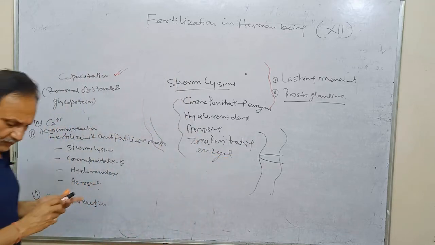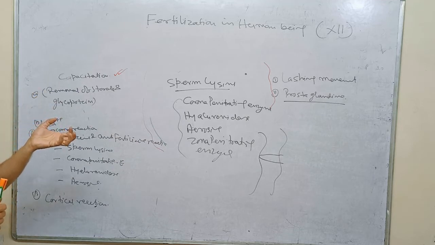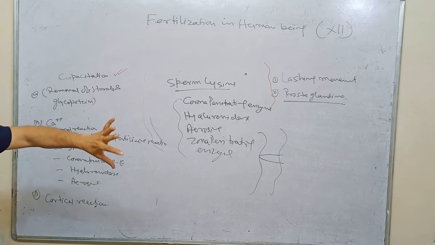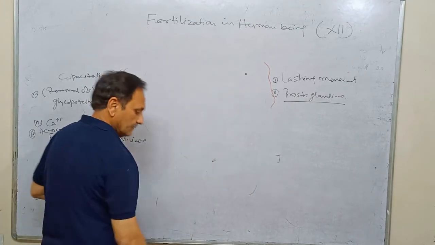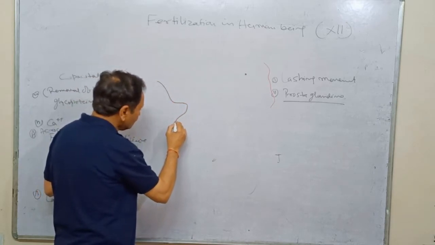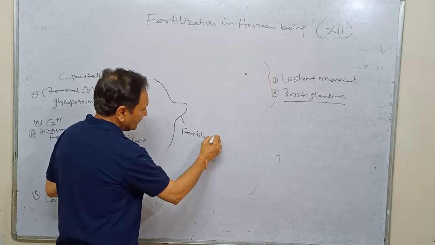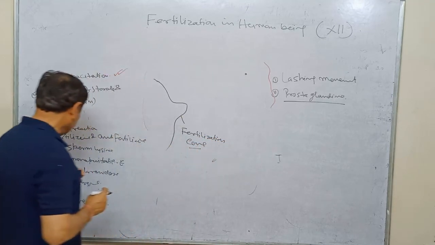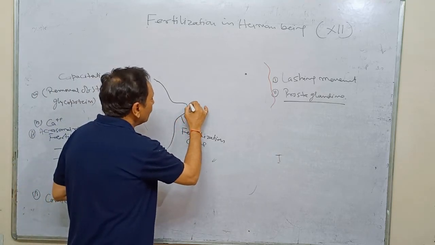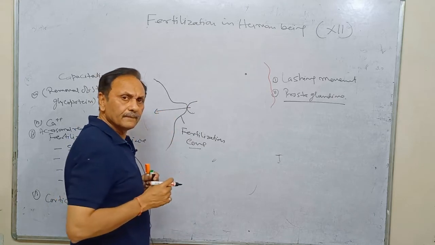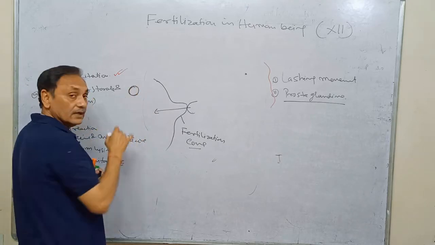These are the enzymes, and with the help of these enzymes, the sperm comes in contact with the vitelline membrane of the plasma membrane of the ovum. Now what happens? Whenever it comes in contact with the vitelline membrane, this type of structure is formed. It is called the fertilization cone. Whenever the sperm comes in contact with this, it is immediately engulfed by the ovum, and here is the nucleus.